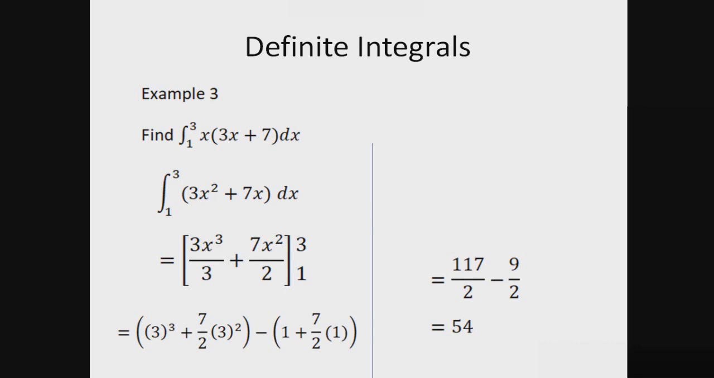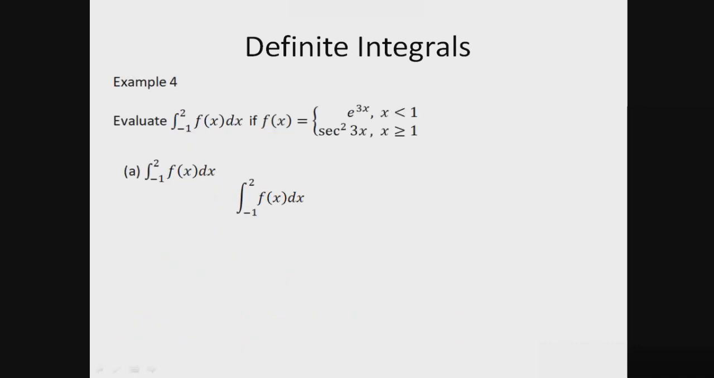So let's move to example 4. Evaluate the integral from -1 up to 2 of f(x) dx, if f(x) is equal to e^(3x) if x is less than 1, and sec^2(3x) if x is greater than or equal to 1. For this piecewise function, we have two functions, e^(3x) and sec^2(3x), so we can use the third property, as shown here.